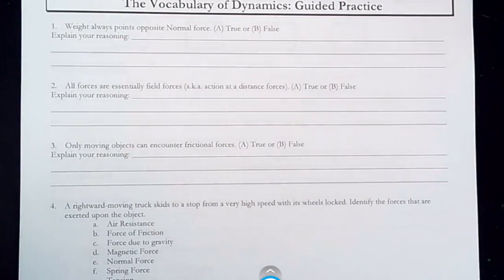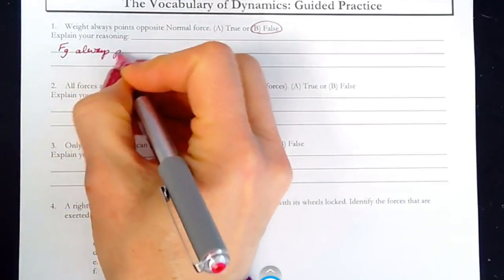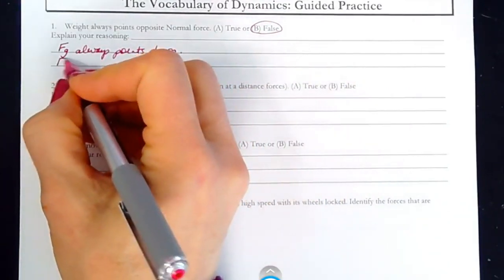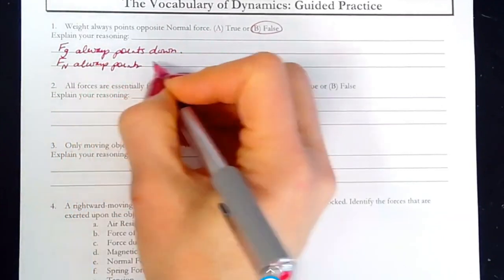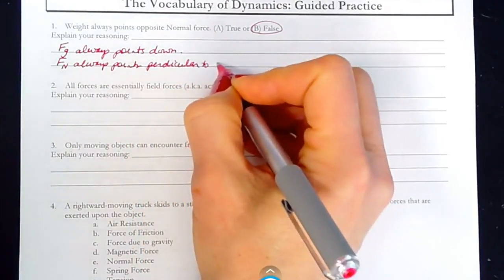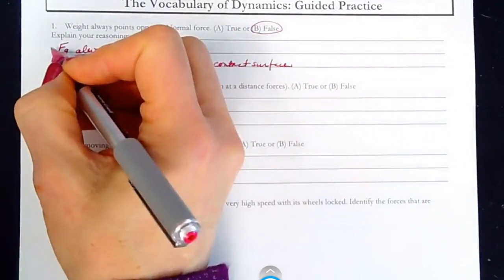Weight always points opposite normal force. Is that true or false? This is something that most people think is true, but it's not. It's false. So the rule is that weight, or Fg, always points down. This is a fact. The other fact is that normal force always points perpendicular to the contact surfaces. These 2 things must be true.